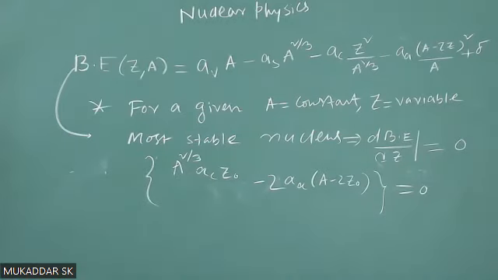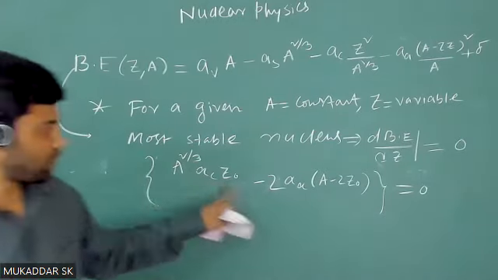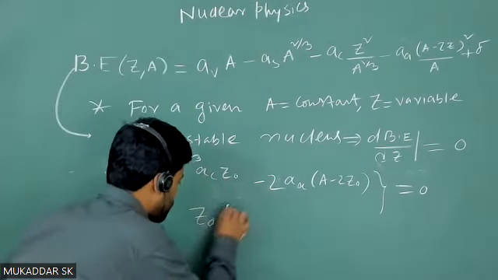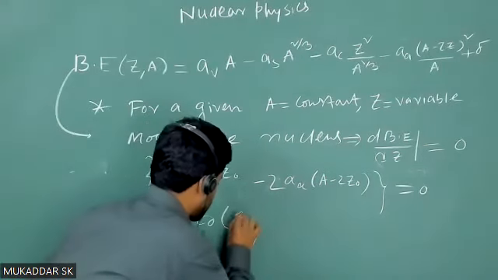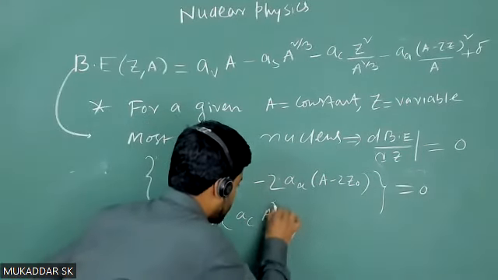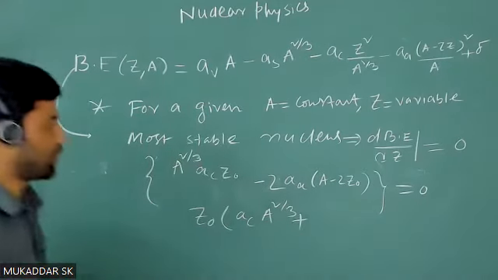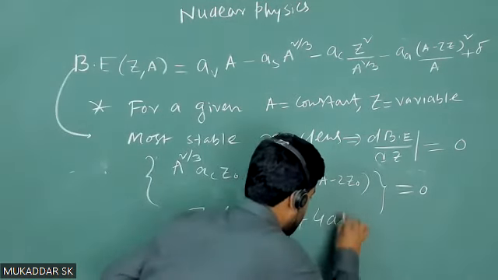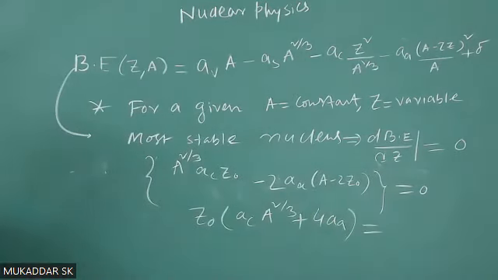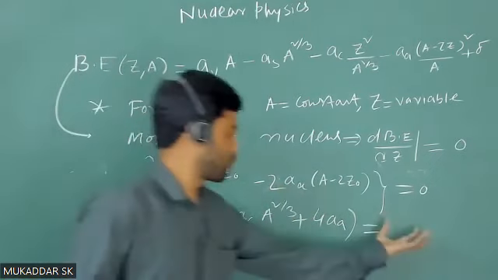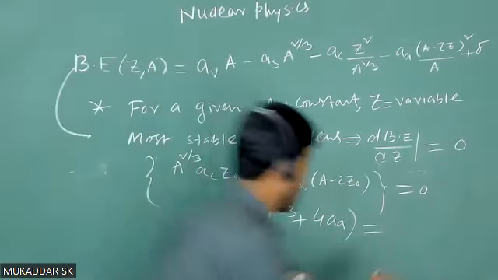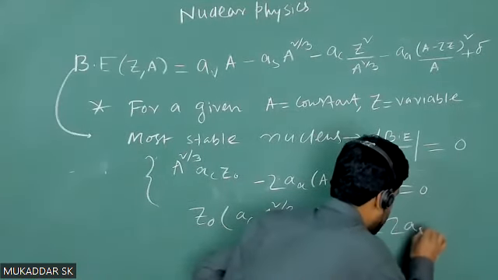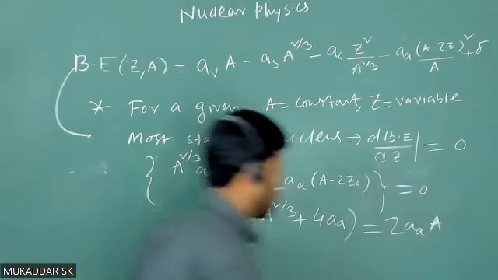Now in this term you have a Z naught. If you combine, in the first term you will get a_c A to the power 2/3. In the second term, what will you get? 4a of A, and that will be equal to, this term you are bringing to the right hand side. You have a minus, that when taken to the right hand side will be plus twice a of A, and you have a mass number.